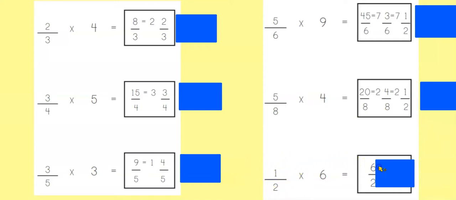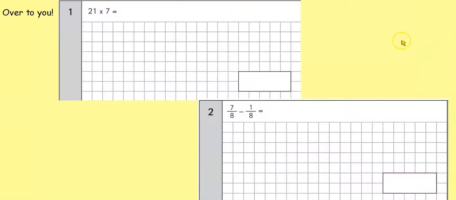6 times 1 is 6, so we have 6 halves, which if you turned it into a mixed number is 3. So that's the simplest form there. So hopefully you did well on those and you're feeling nice and confident now. So it would be time for you to have a go at your arithmetic paper.